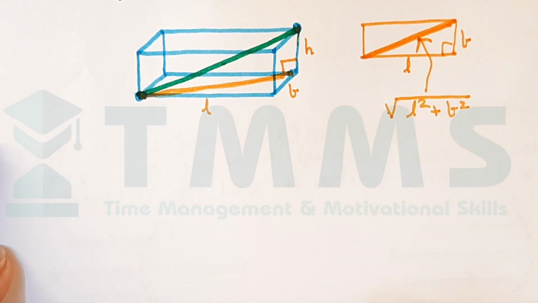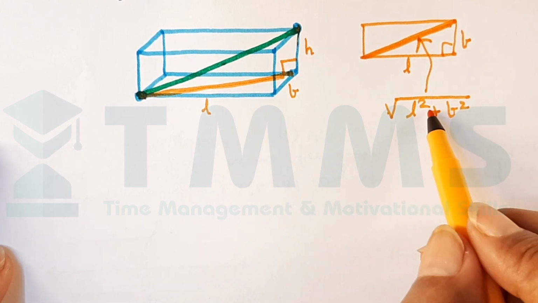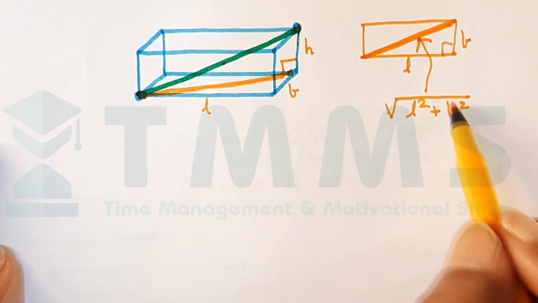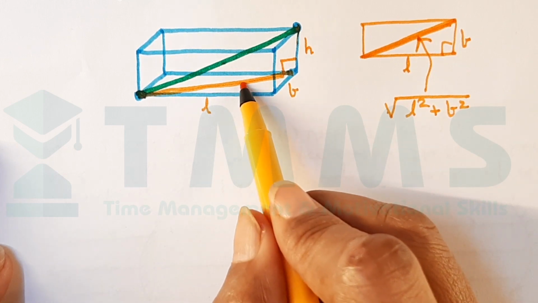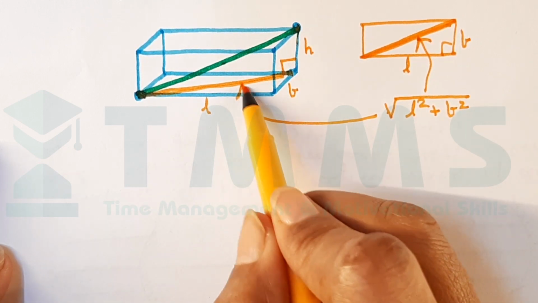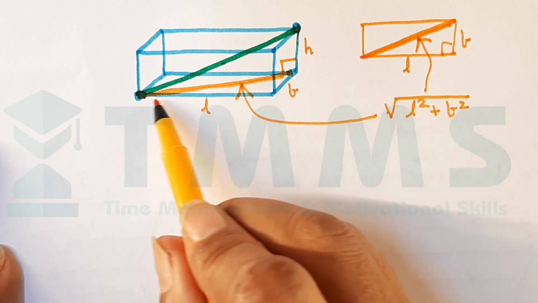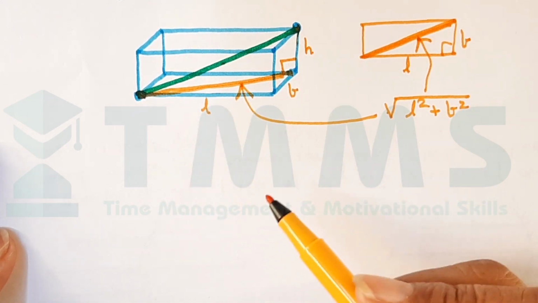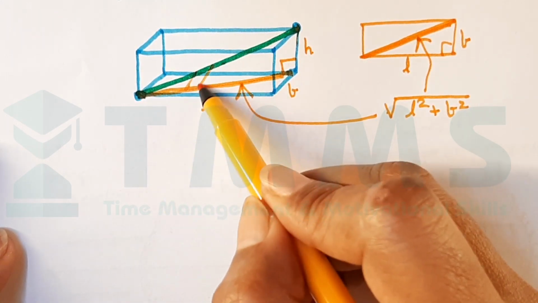Are you with me? Okay. So this one is the measure of this yellow line. Got that? So now look at this triangle.